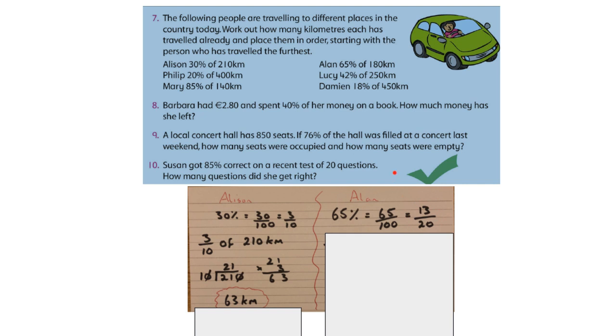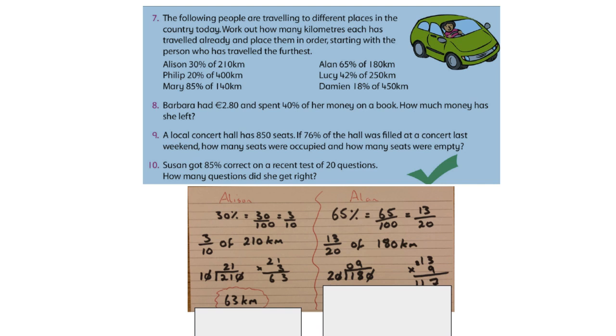So now I must get 13/20ths of 180 kilometers. So I divide 180 by 20. I've made it simpler again for myself. I've crossed out my zeros. So 18 divided by 2 is equal to 9. That's only 1/20th. So I must multiply by 13 to get 13/20ths. 9 multiplied by 13 equals 117. So 65% of 180 kilometers is 117 kilometers.